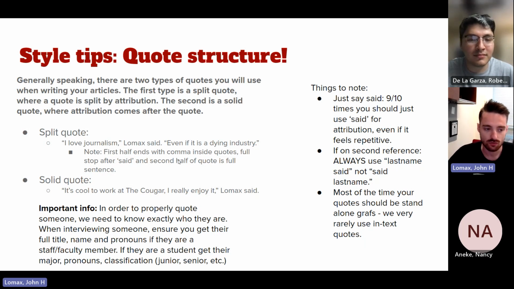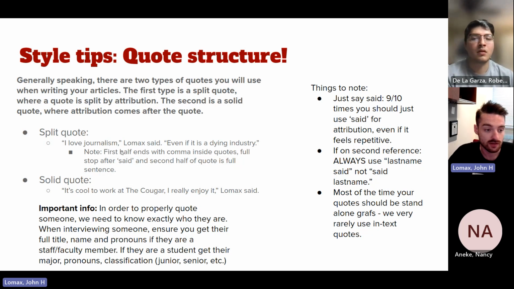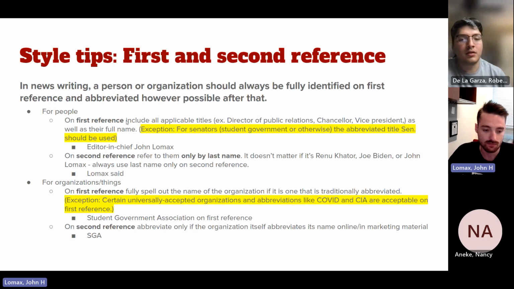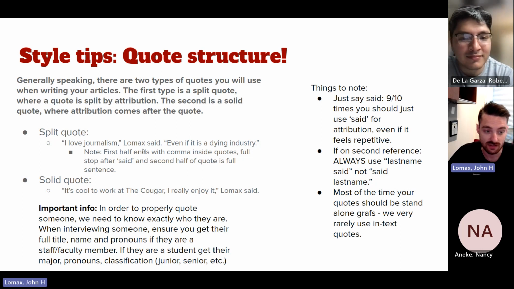That'll be for your longer quotes, or if you want to conjoin two separate quotes. So in this example: "I love journalism," Lomax said, "even if it's a dying industry." But the important thing to note about a split quote is, notice this, the first part of the quote will always end in a comma. And this goes 90% of the time. So, "I love journalism," comma, close quote, and then a full sentence, Lomax said, period. And then the second half of the quote, we open it back up, it's a new sentence.